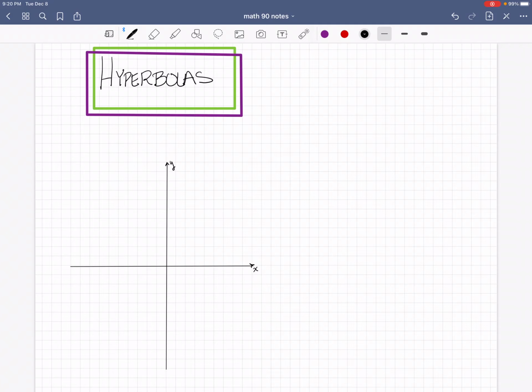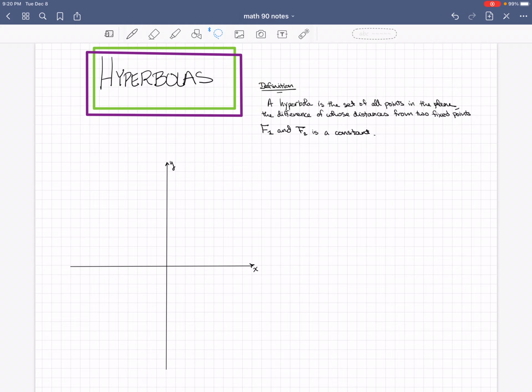In this video, we are going to introduce our last conic section, which is the hyperbola. And as I've said at the beginning of my other videos on conic sections, we are defining these as geometric objects. We are not defining them as functions because they are not functions. So just like we did for circles and for parabolas and for ellipses, we're going to define this in terms of distances. So here is the definition of a hyperbola.